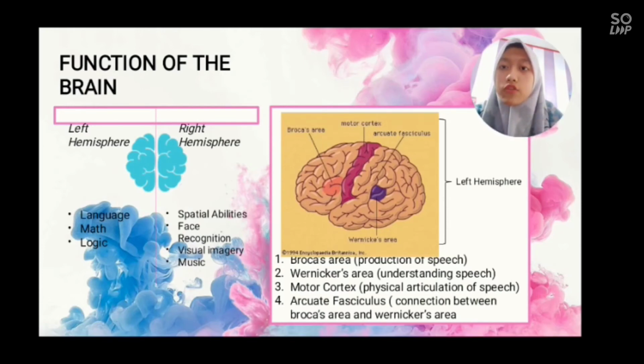As you can see, there are four main parts of the brain that process language. The first is Broca's area. This area is responsible for the production of speech. If there is a problem with this area, people will have difficulty producing speech while they are speaking. The next is Wernicke's area. This area is responsible for understanding speech. If this area is damaged, people will have difficulty understanding, comprehending, or interpreting speech.